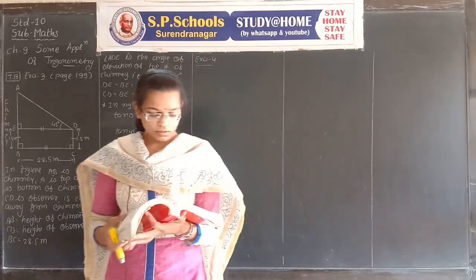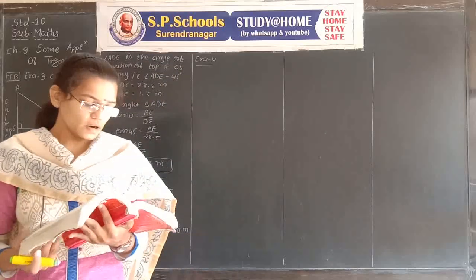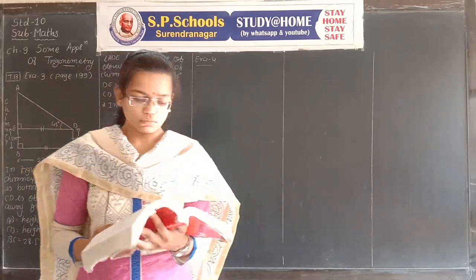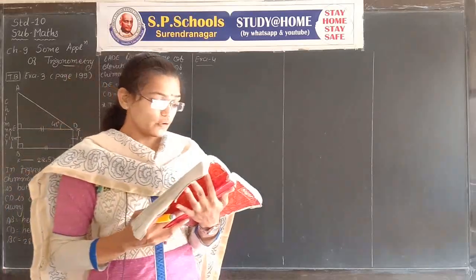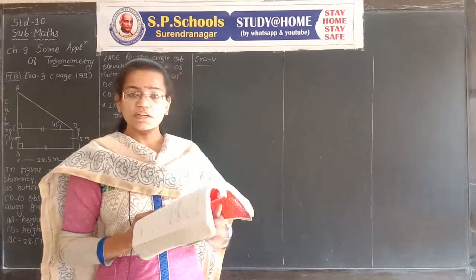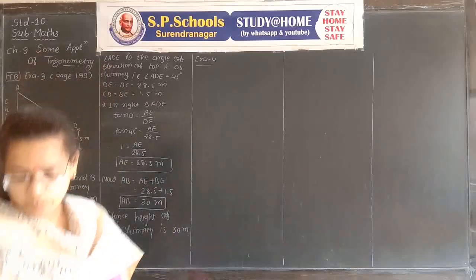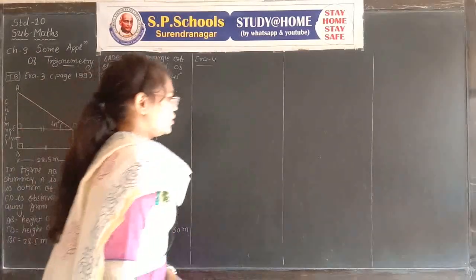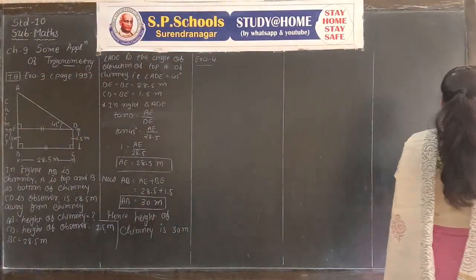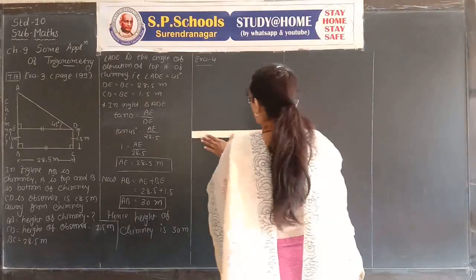By seeing the question, first of all we have to draw a figure. From point P on the ground, the angle of elevation of top of 10-meter tall building, there is one 10-meter tall building on a ground level. Point P is the point on a ground level. First of all we have to draw a ground level.